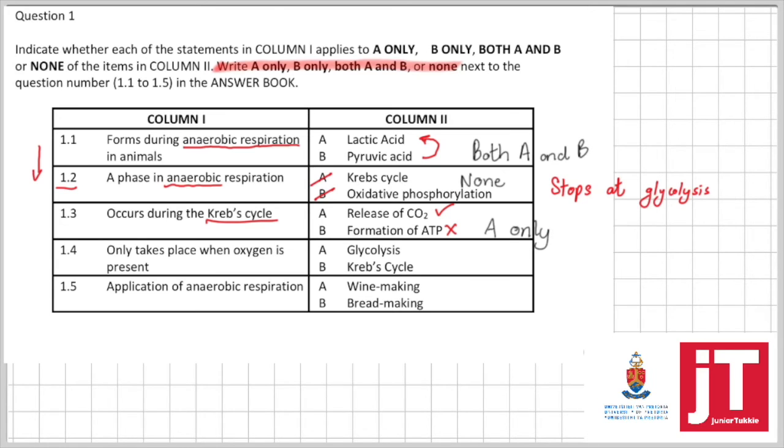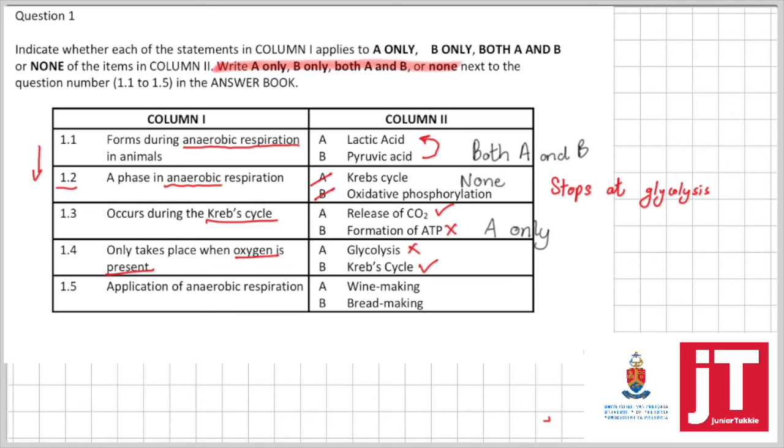Question 1.4 only takes place when oxygen is present. Now, if I look at both my options A and B, glycolysis, I can see, takes place in the cytoplasm, but is an anaerobic process where we break down glucose. So I know the one option here where oxygen is not necessary is option A. And option B with the Krebs cycle, now the oxygen is not necessarily used in the Krebs cycle per se, but we don't move into the Krebs cycle unless the oxygen is there for oxidative phosphorylation.